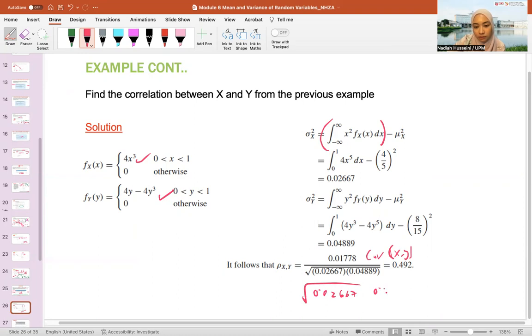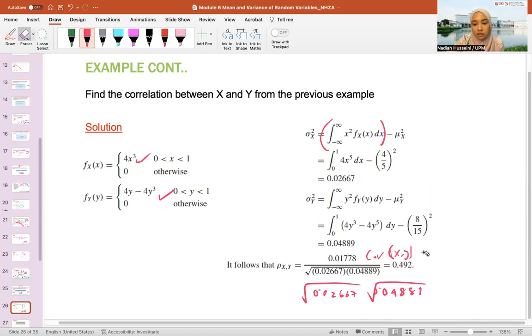Square root of 4889. Okay, it's the same case as this. They are just putting it together. It's the same case. So this is how you apply it.